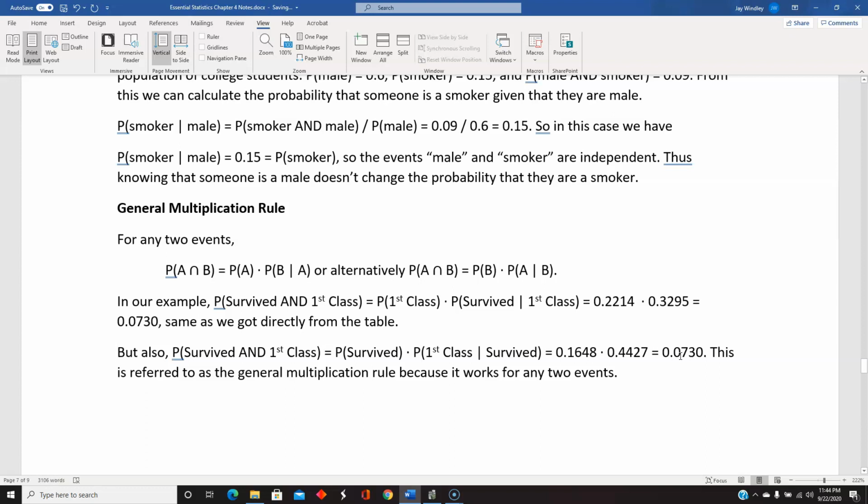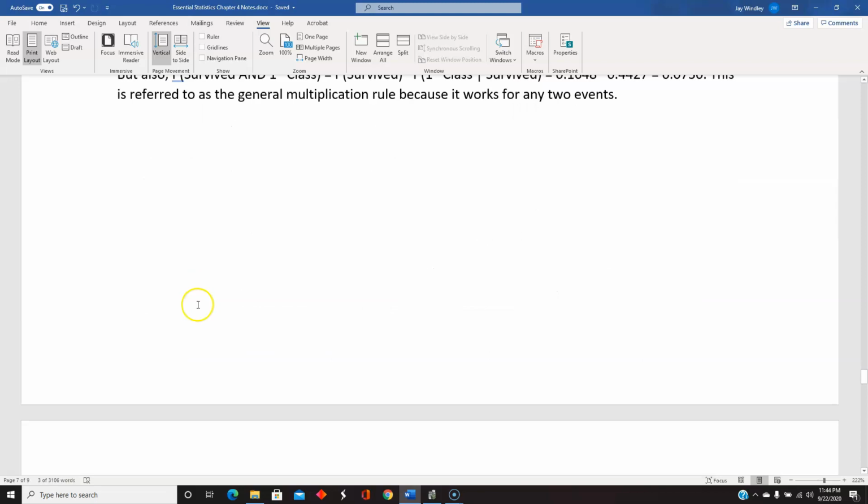So this is referred to as the general multiplication rule. It works for any two events, assuming that you know either this conditional probability or this conditional probability, then you can find the joint probability that A and B both happen.